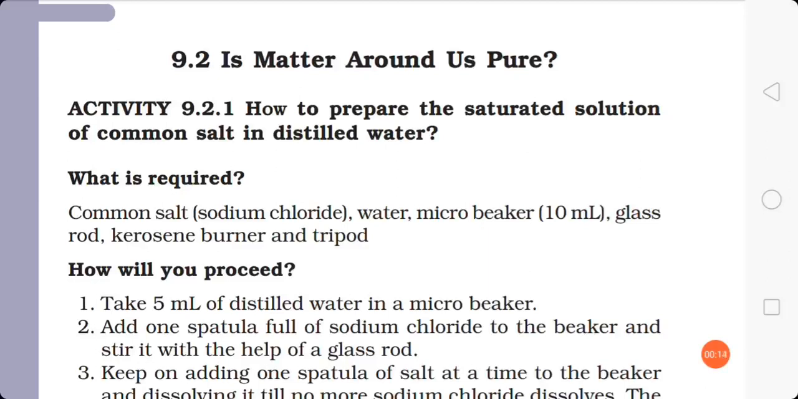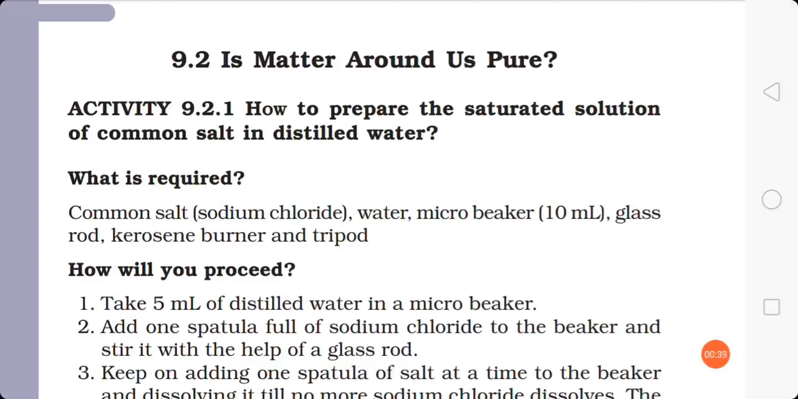In our last video lectures we learnt 4 activities of chapter 1, and in this video lecture we would be learning the next activity of chapter 2, Matter Around Us Pure. So the first textual activity is how to prepare the saturated solution of common salt in distilled water.